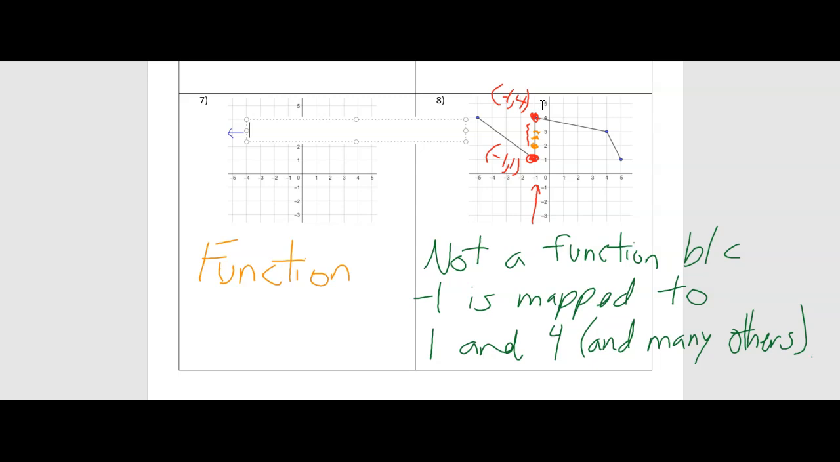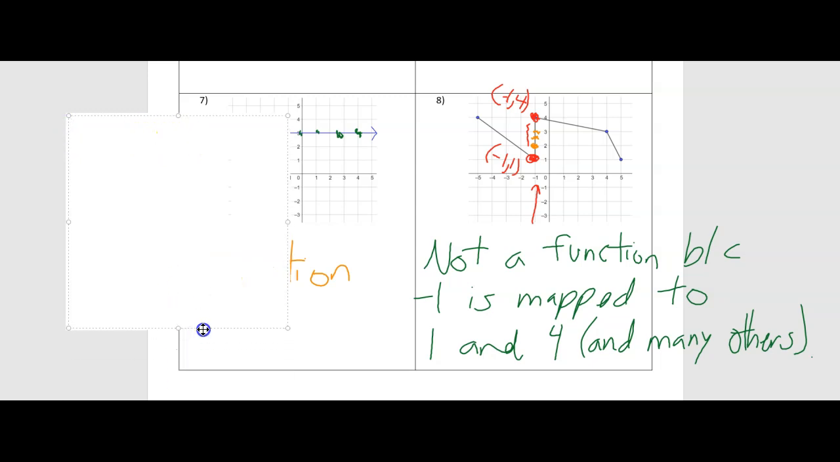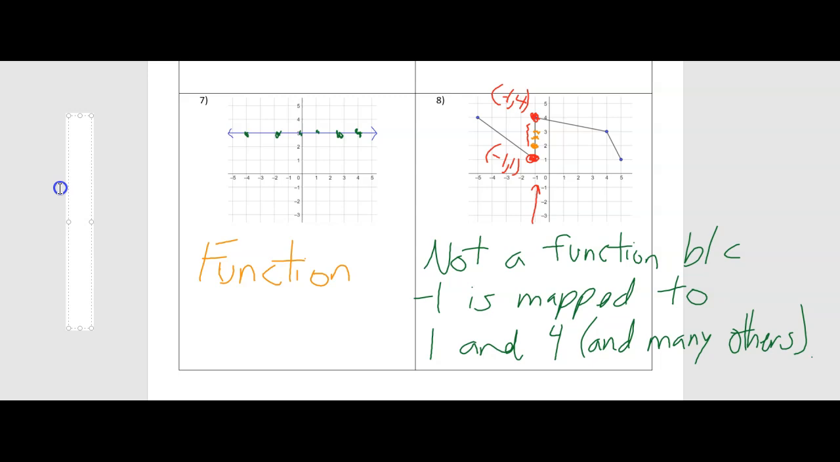Let me just put some points here. And you're only talking about one side of your pencil. You're not talking about both sides. So I'm going to need to pull this up again. So as I move this, it only touches one of the points at any given time. So that's why this is a function. It doesn't break the vertical line test.